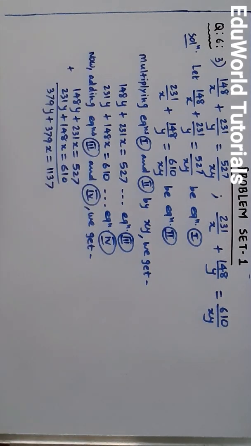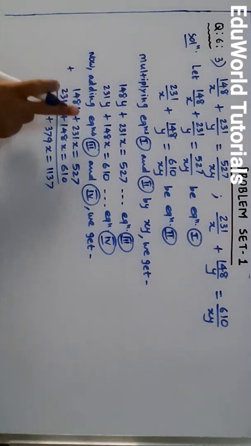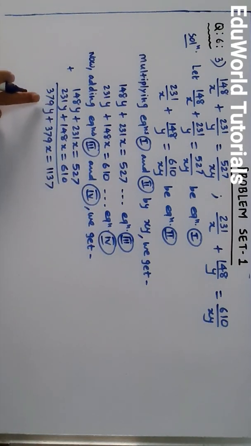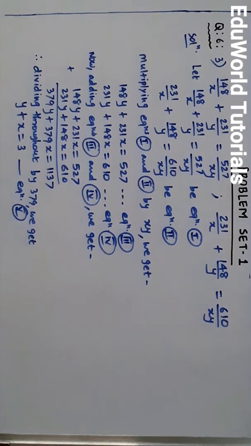Let's do it. So on adding the equations third and fourth, we get 379y plus 379x is equal to 1137. All these numbers which you see are divisible by 379. So let's divide the equation by 379. So on dividing each term by 379, we get y plus x is equal to 3.